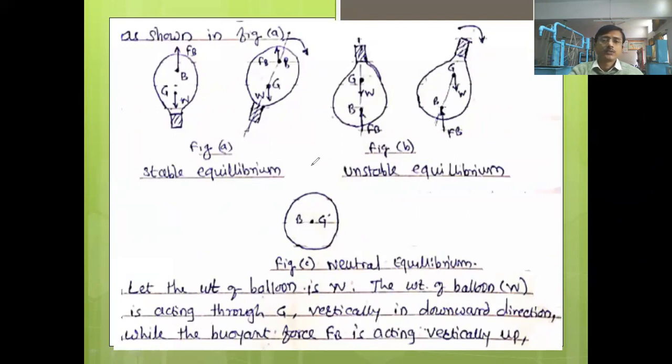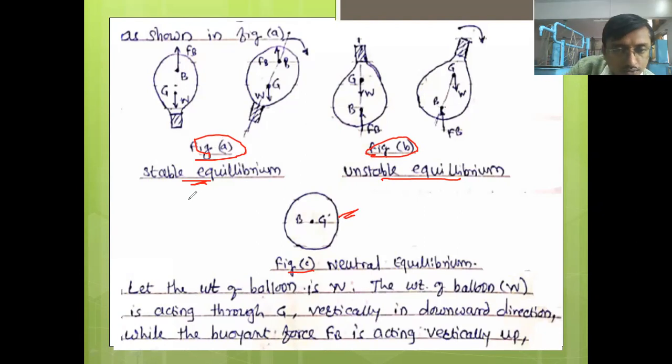all these 3 equilibrium conditions have been shown here. Figure A shows the stable equilibrium. Figure B shows the unstable equilibrium, and figure C shows the neutral equilibrium. Why is figure A given the name stable equilibrium? For that purpose we should understand the mechanism behind this.